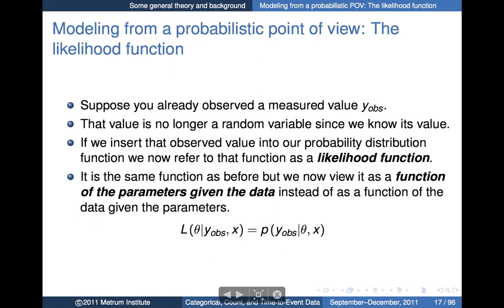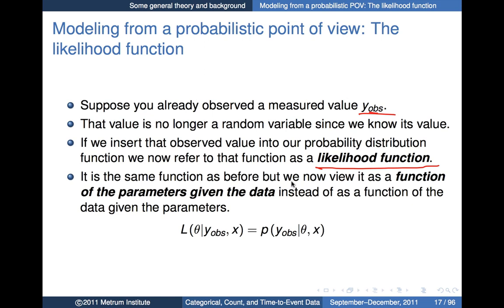Okay, let's take this a little further. Now suppose I've actually observed a measured value that we'll call y obs here. So we're no longer talking about a random variable because we actually know its value. We've observed a particular value, and that's what that quantity is. And if we insert that observed value into our probability distribution function, we now refer to that function as a likelihood function. Now, it's actually the very same function that we had before. It's really the perspective that changes.